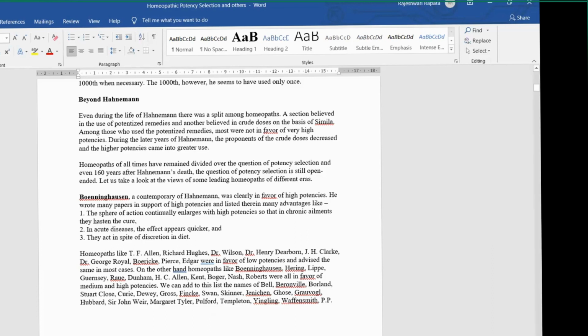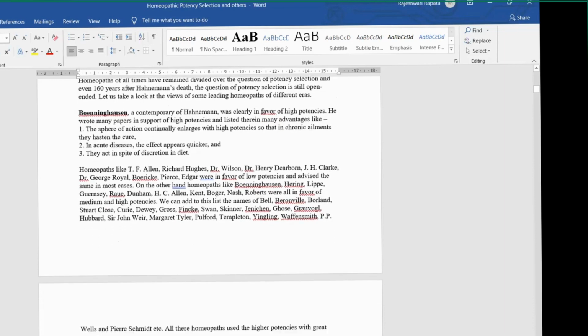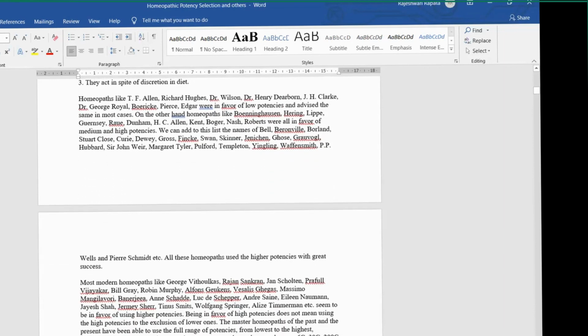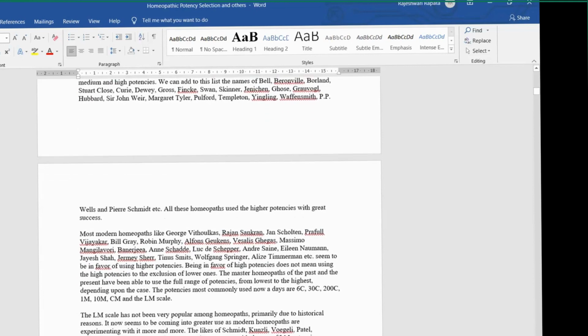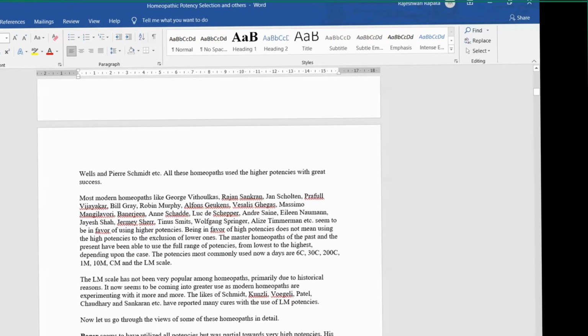Then coming to how different modern homeopaths also believe in different kinds of potencies. Modern homeopaths means people presently practicing in this 20th century. You will find that Dr. George Vithoulkas, Rajan Sankaran, John Sholten, Praful Vijayakar, then Robin Murphy, and there are many more. Jeremy Sherr, Jayesh Shah. All these are modern homeopaths presently practicing, and you will find that these people are also in favor of higher potencies.